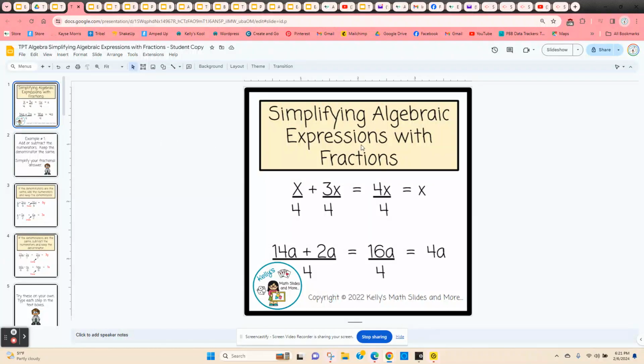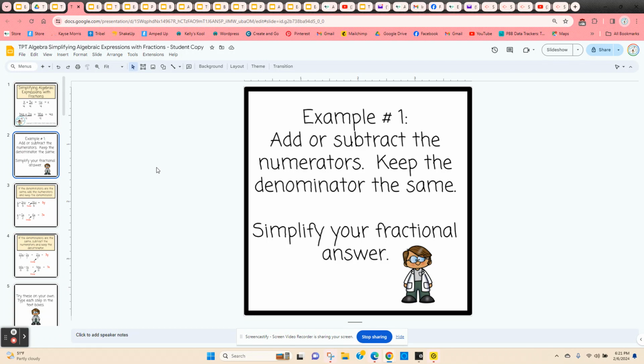Simplifying algebraic expressions with fractions. So this is a digital lesson and it walks students through the steps. There's several different examples, and then students are going to try some problems on their own. And then it finishes with a challenge problem.